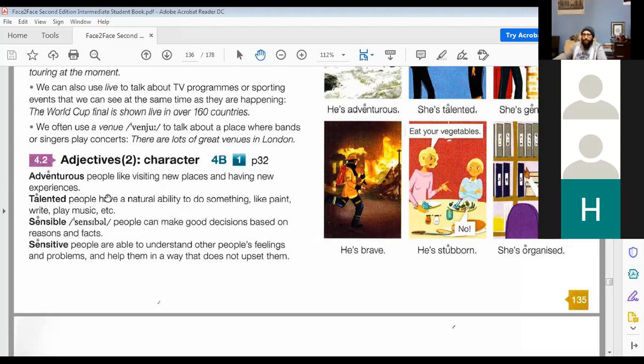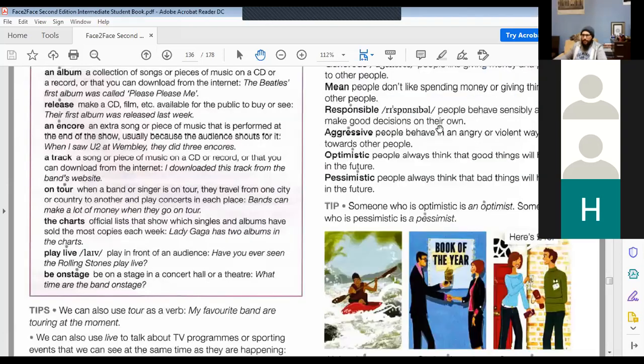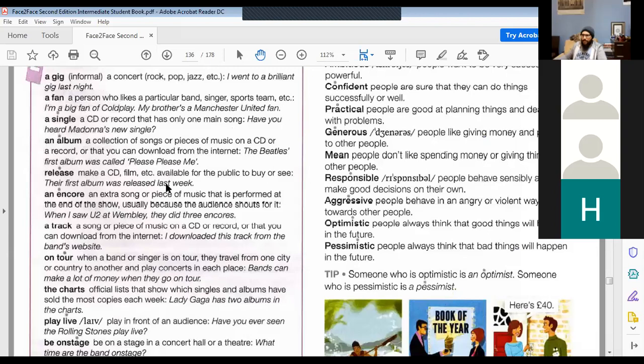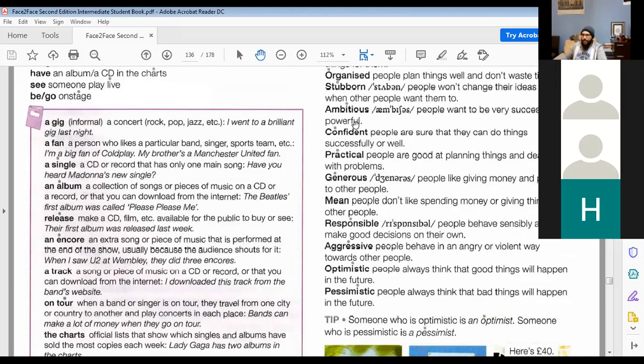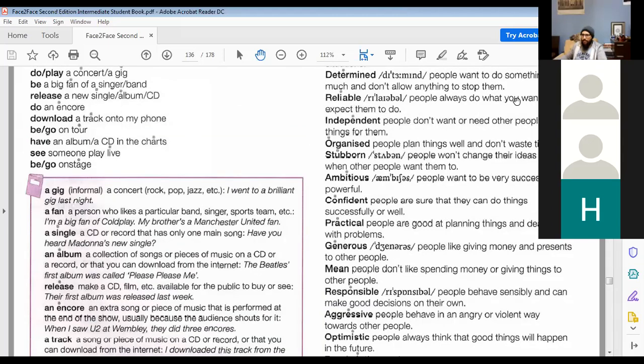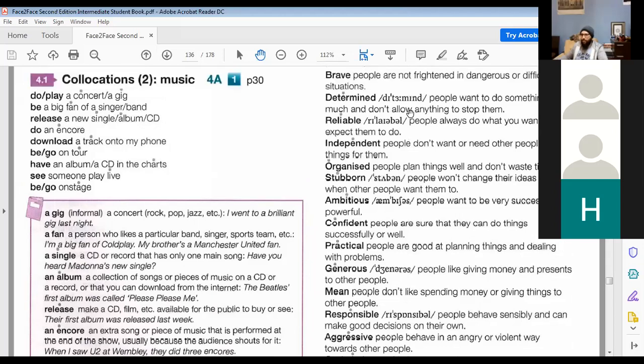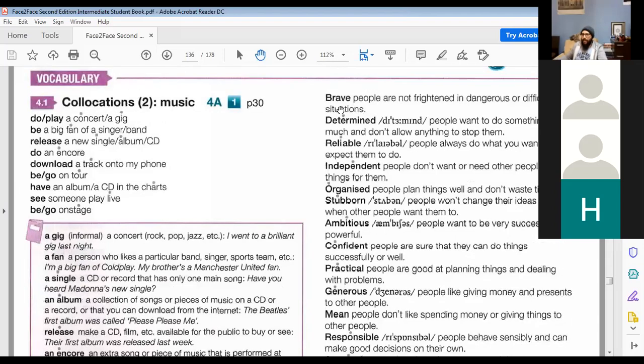All right. Now, I think we also have mean. So it's like what you said. People don't like giving money or giving things. This is someone mean. The rest are clear: independent, reliable. People do what you want or expect them to do. So if they promise something, they will do it. Brave is clear, someone who's not frightened in a dangerous situation.